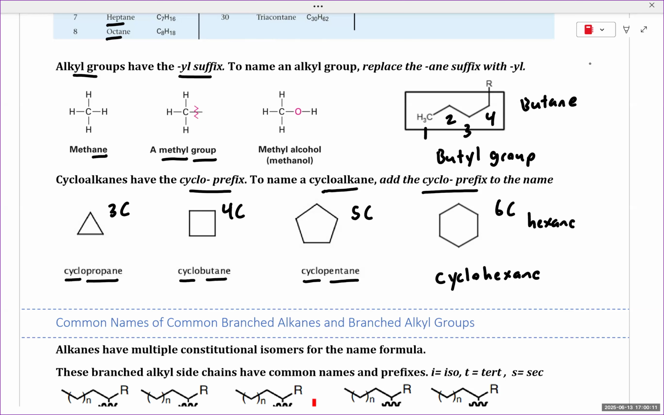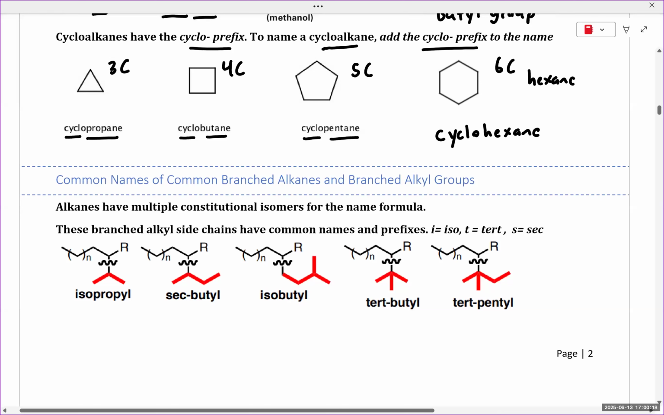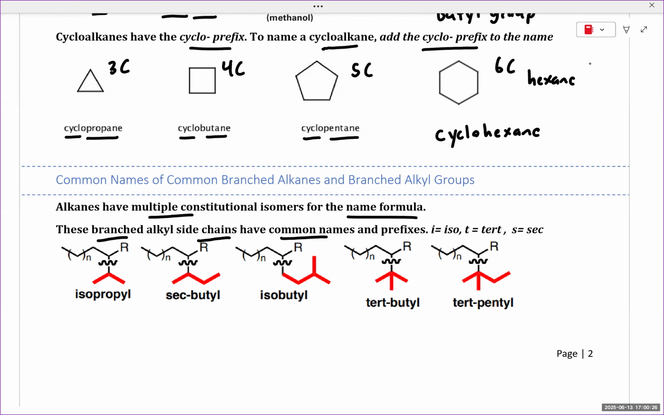Let's talk about some common names now of branched alkanes and branched alkyl groups. So alkanes can have multiple constitutional isomers for a given formula, and branched alkyl side chains are often given common names and prefixes, where some common prefixes you should know: the italicized i prefix is iso, t for tert, and s for sec. Here are some common side chains you want to be familiar with.